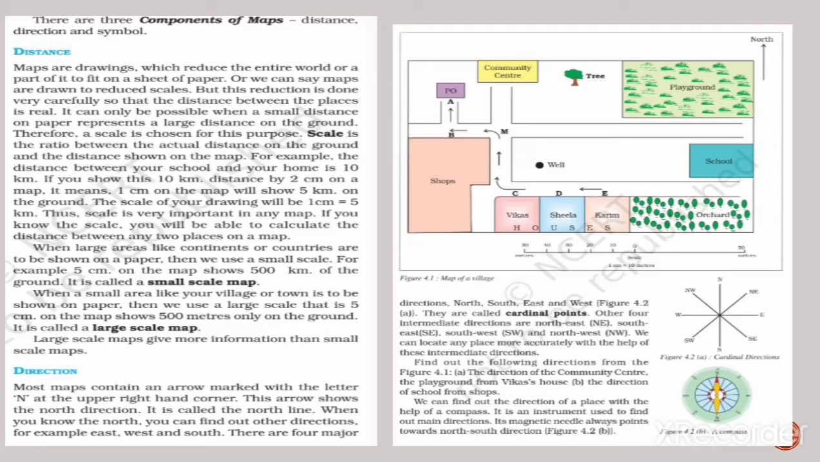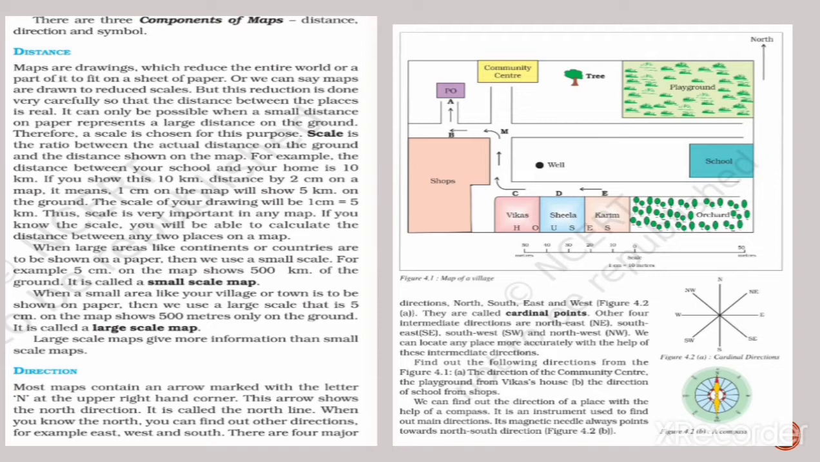Next, there are three components of maps. They are distance, direction and symbol. Let's discuss in detail the three components of maps.